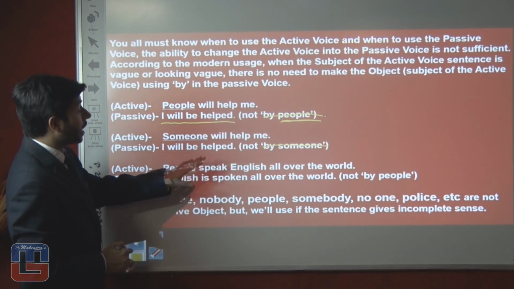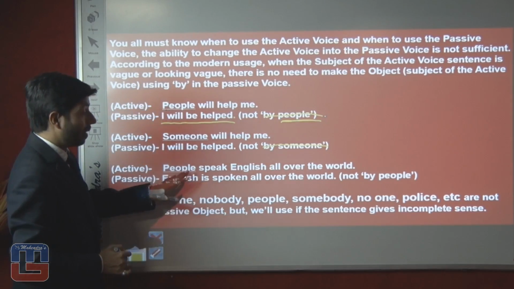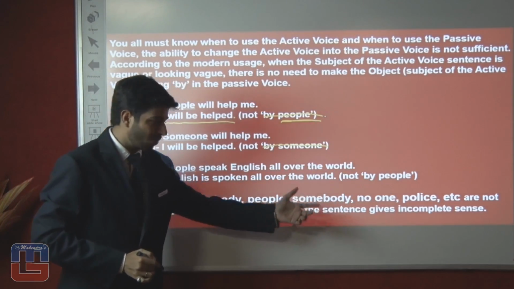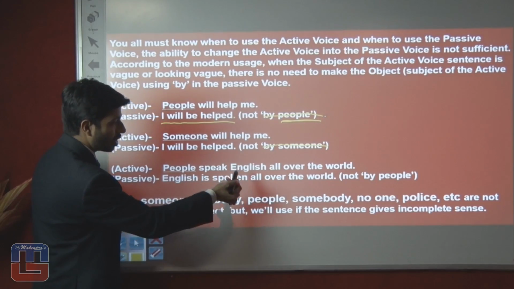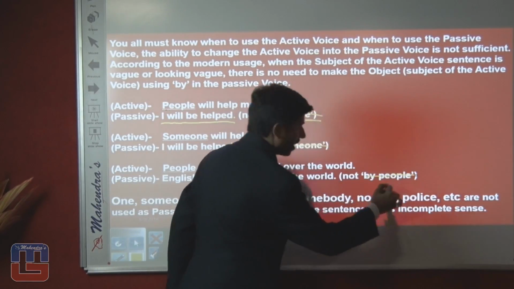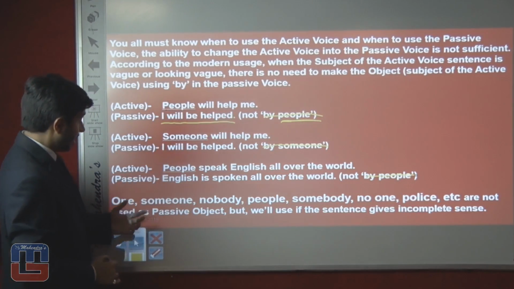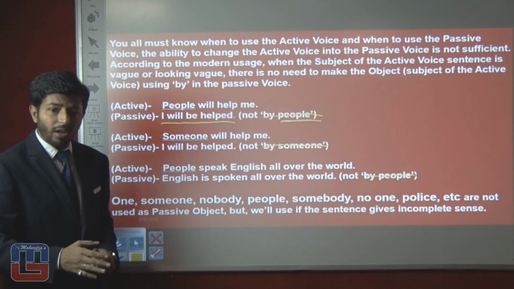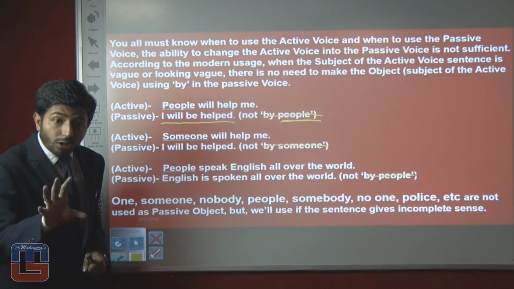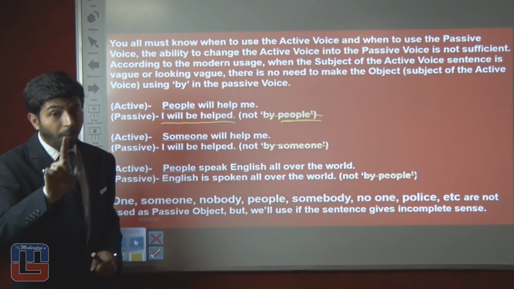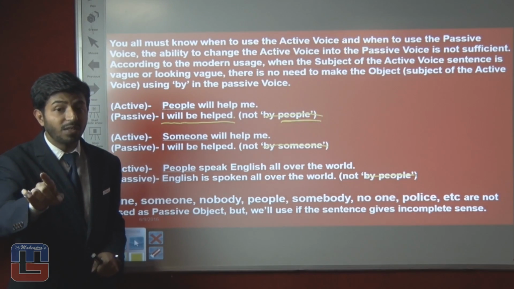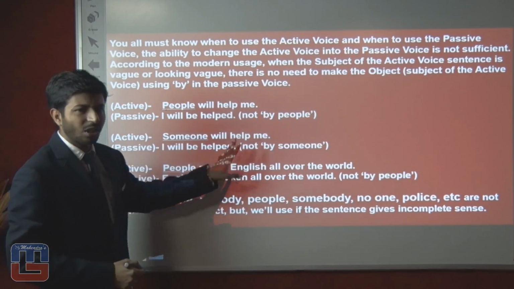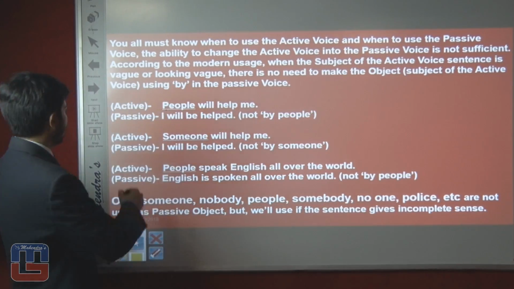Next, people speak English all over the world. People is used as a subject, so there is no requirement to use people as the object in the passive voice. So the sentence is English is spoken all over the world, not by people. Here, one, someone, nobody, people, somebody, no one, police, etc. are not used as passive object, but will be used if the sentence gives incomplete sense. That's the reason behind this. We neglect these words as an object of the sentence.